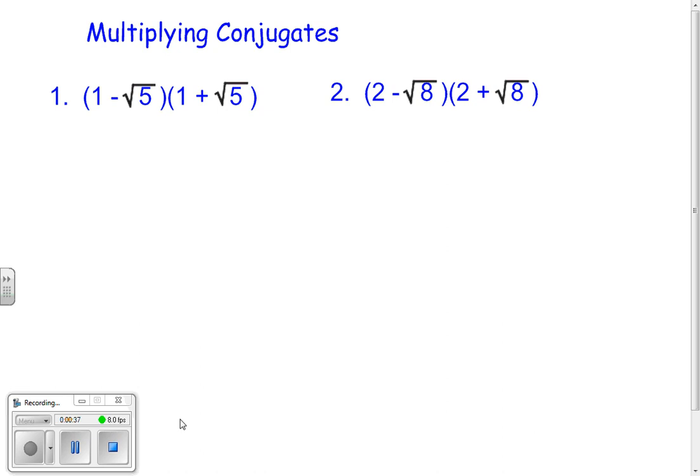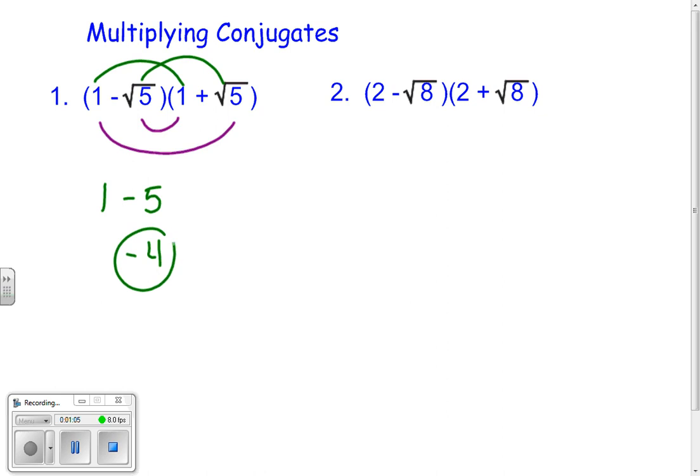So just a quick recap on multiplying conjugates. In multiplying conjugates, because they're binomials, you're technically foiling. But what happens is, in foiling, the outer and inner terms will end up canceling. And so all you really need to do is the first times first and the last times last. The first times first in this one gives you 1. And the last times last in this one gives you a -5. And 1 minus 5 is -4.